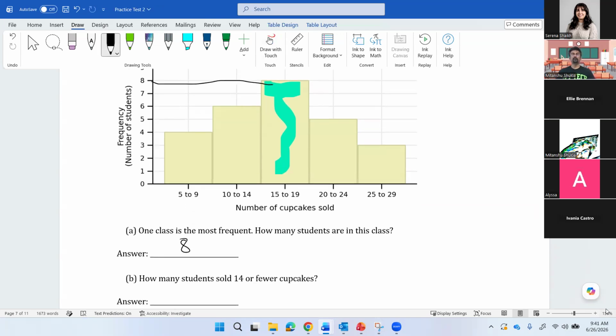Okay. How many students sold 14 or fewer cupcakes? What do we think here? Maybe I'll zoom out a little bit.